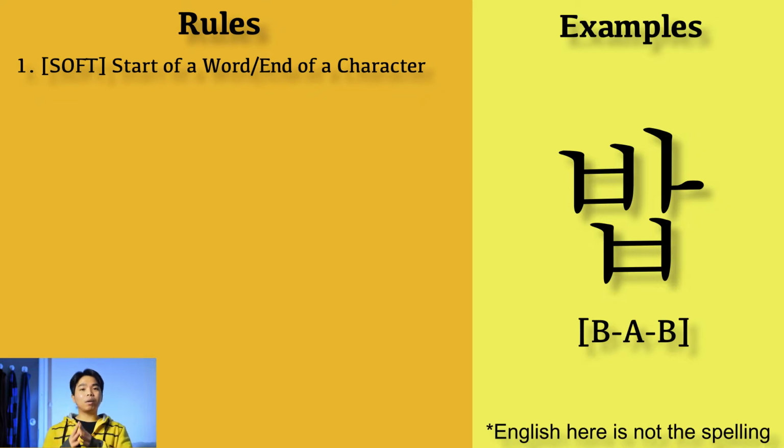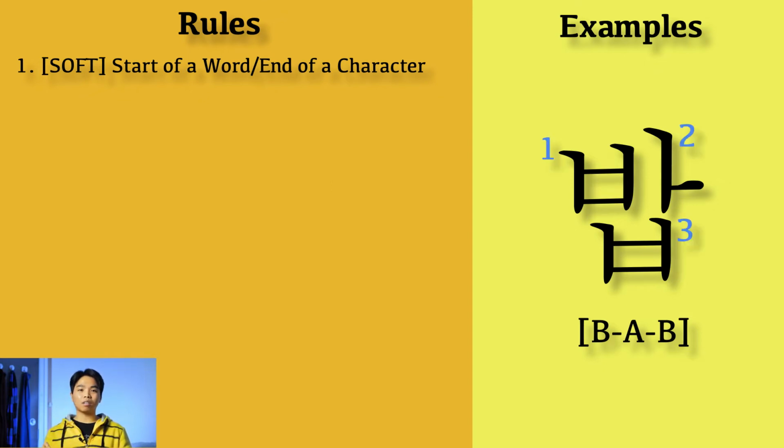Kasi nga, based dun sa rule 1, ang sabi sa atin is that use soft sounds when these letters are placed at the start of the word and at the end of a character. So since yung letter B natin napunta siya dun sa 1 tsaka number 3, then we have to use the soft sound, which is letter P. So ang tunog dyan is pop, pop.